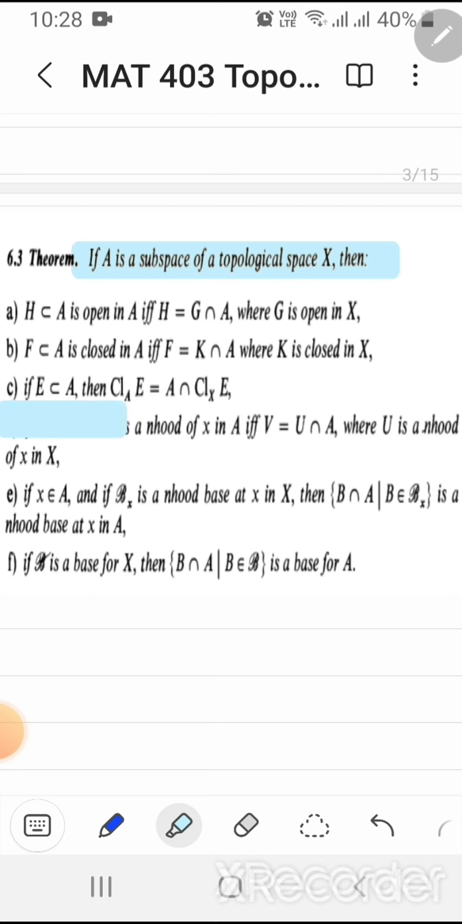If x belongs to A, then V is a neighborhood of x in A if and only if V equals U intersection A, where U is a neighborhood of x in X. Now the next result is, if E is a subset of A, then for closure we get the same result. For neighborhood again we get the same result. For neighborhood base again we get the same result, and for base we get the same result.